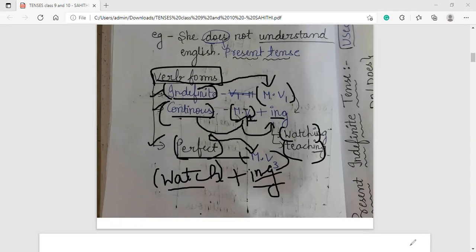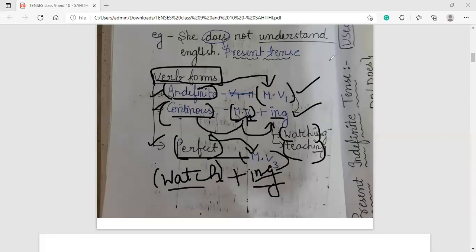Which verb form do we need to use where? For indefinite, we need to use the first form of verb. For continuous, we need to use the first form of verb plus ing. And for perfect, we need to use the third form of verb. Okay, so this was all about the verb forms.